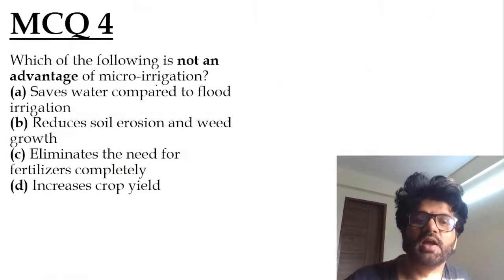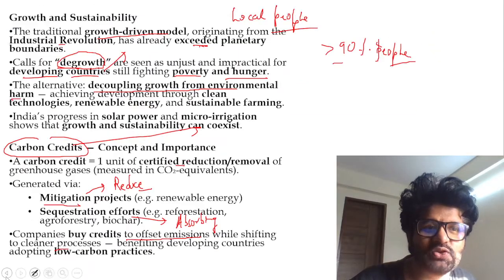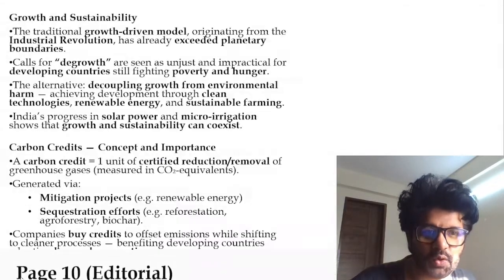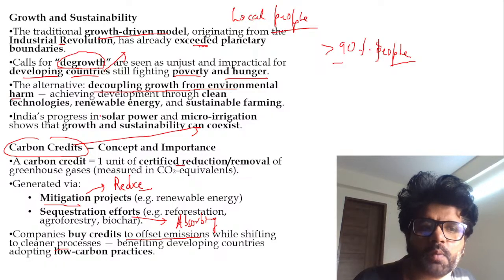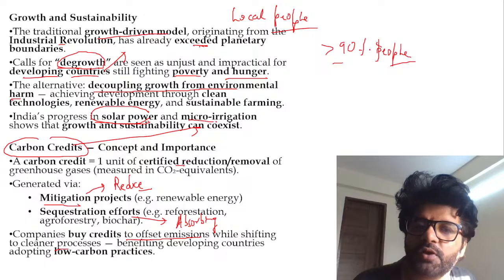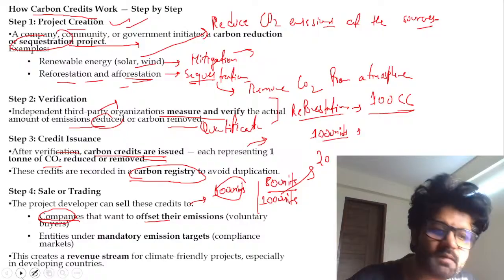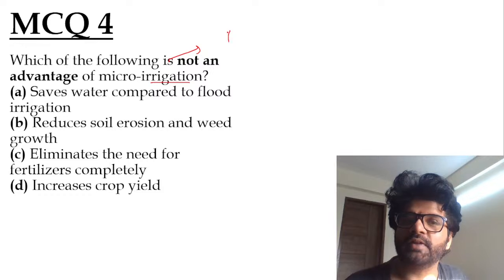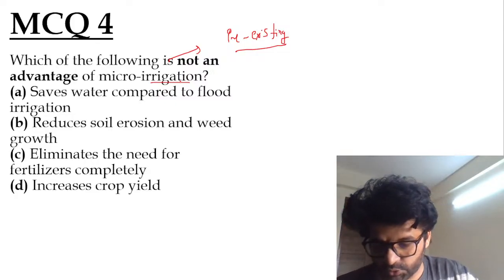Now let's solve some questions. Micro irrigation. Okay, so micro irrigation, like we were talking about how India is doing good. Let's come back, and let me show you something. This article is saying that India is doing good when it comes to decoupling growth from environmental harm. We are doing good in solar power, and we are doing good in micro irrigation. So let's solve a question on micro irrigation, and if you don't know it, we'll discuss what micro irrigation is. Whatever pre-existing knowledge you have, that will happen in UPSC also. Some question will come out of the blue. So think about what micro irrigation is, and based on that, solve this question.